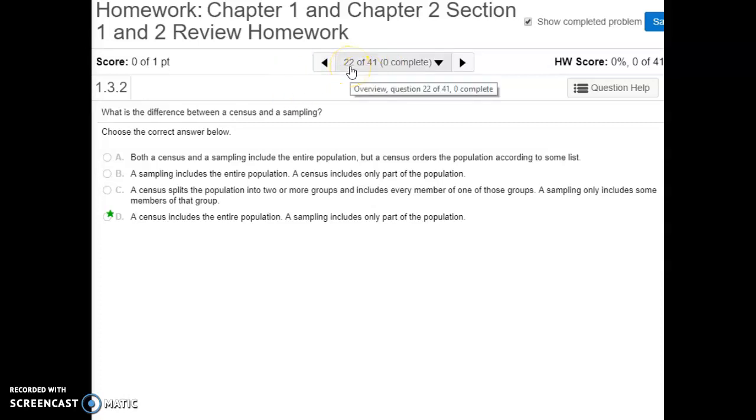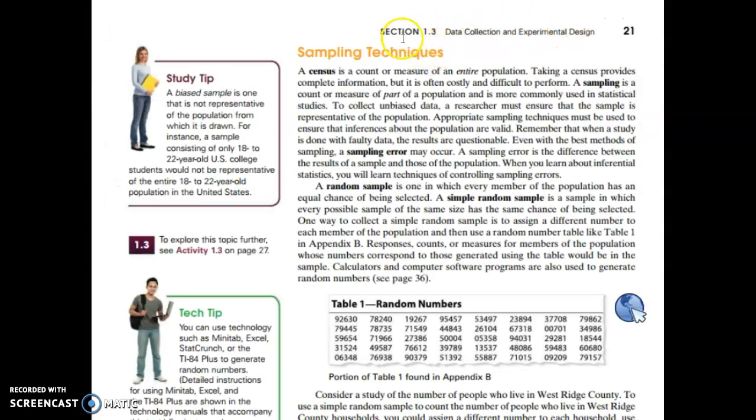Question 22 is asking about definitions, the difference between a census and sampling. And these definitions are in section 1.3. A census is when we can measure the entire population. It's usually very difficult and costly. And a sampling then is when we just measure part of the population. It's much more common because it's much more efficient.